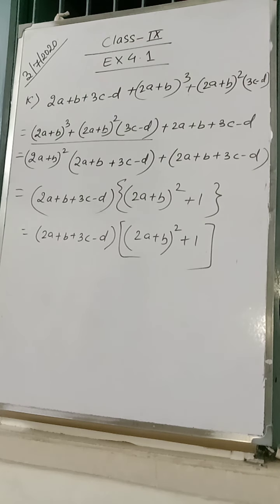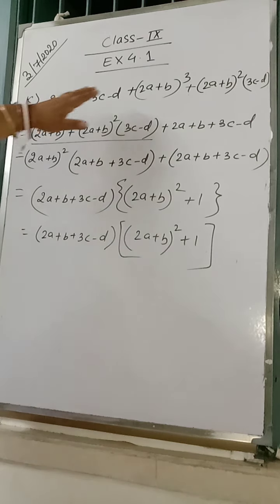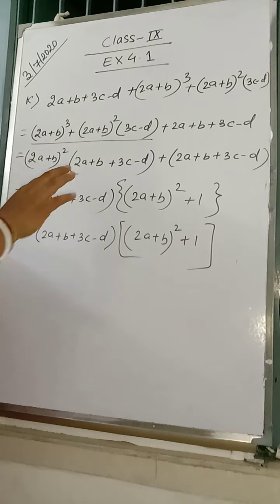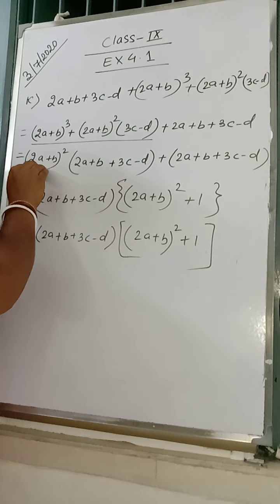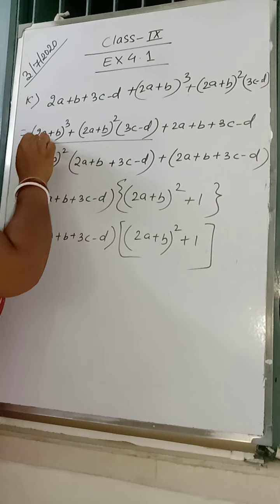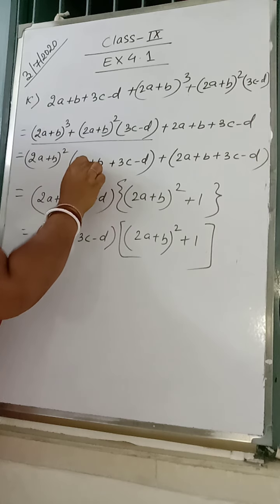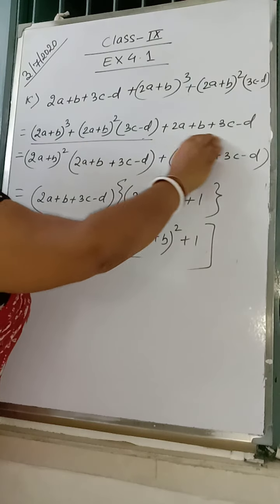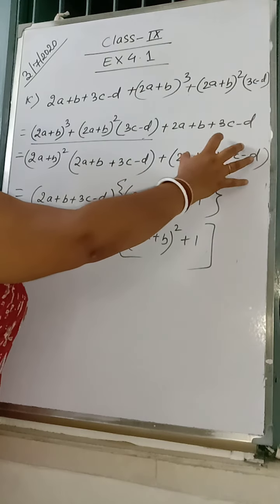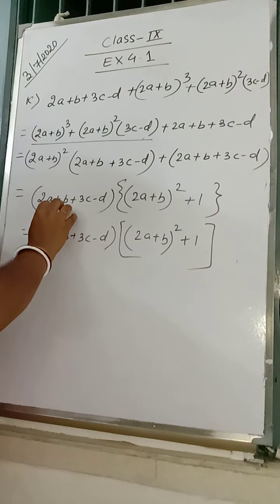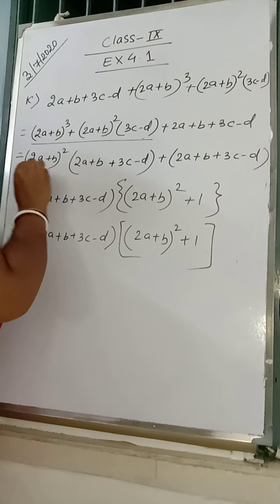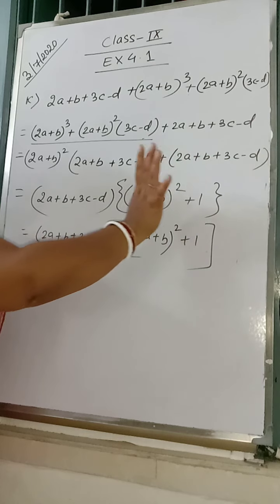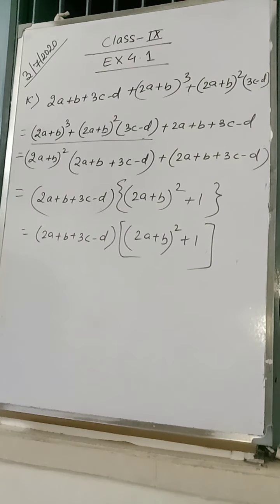Again, in the first line I have arranged it according to the degree. In the second line, from this I have taken 2A plus B whole square common. So though it was cube, I am left with 2A plus B here. And here I am left with plus 3C minus D. These are all combined together, so from this and this I can take this common. For the left I am left with 2A plus B square, and here I am left with only 1. So this is finally the answer of question number K. Clear?